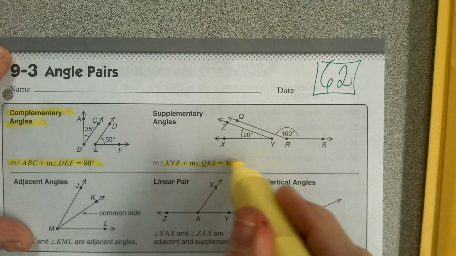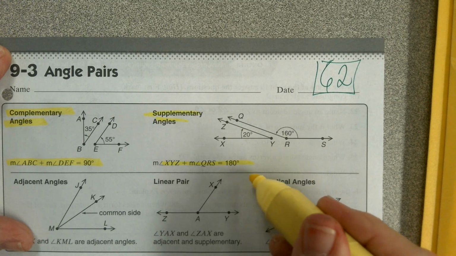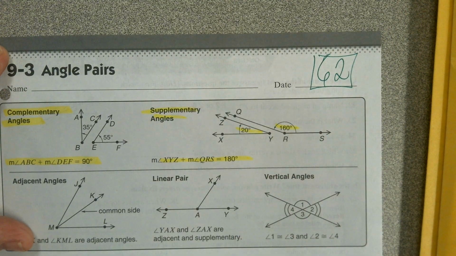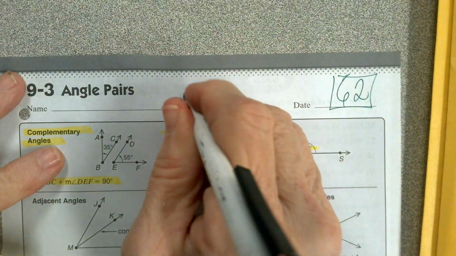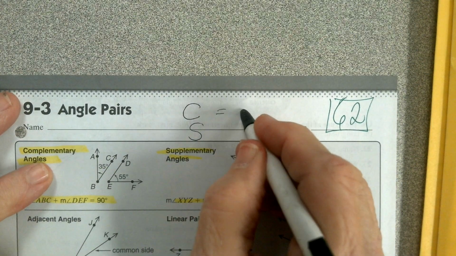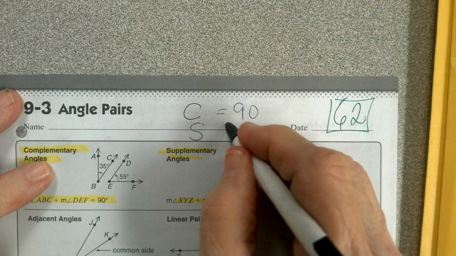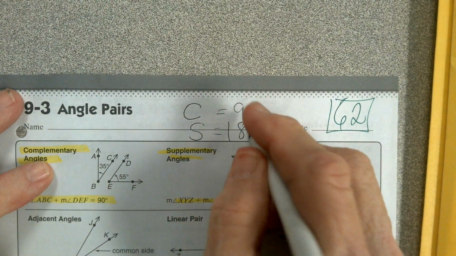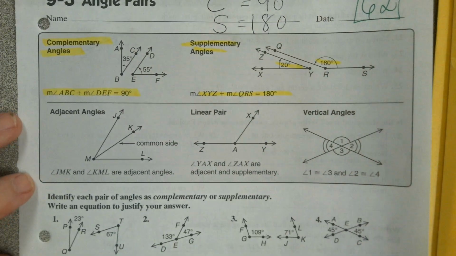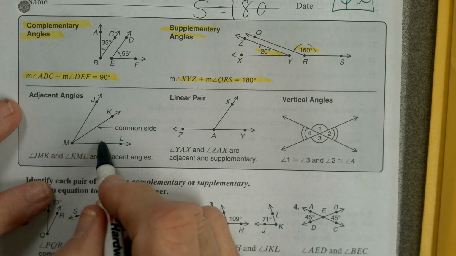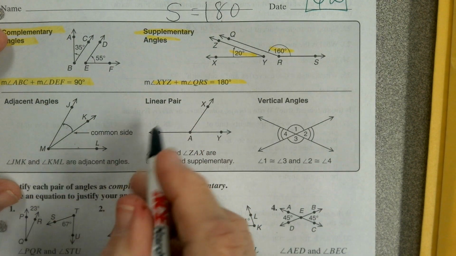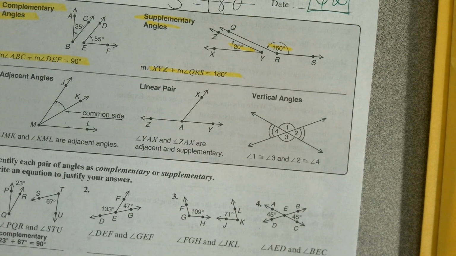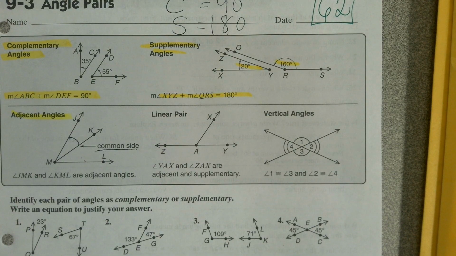Supplementary add up to be 180. 20 and 160 is 180. And one of the ways that you can remember that is C comes before S. So the C gets the lower number and S gets the higher number. It's double the C. Then adjacent, like adjacent neighbors, they're right next door to each other. So this one, and they share a common side. So adjacent are like next door neighbors.